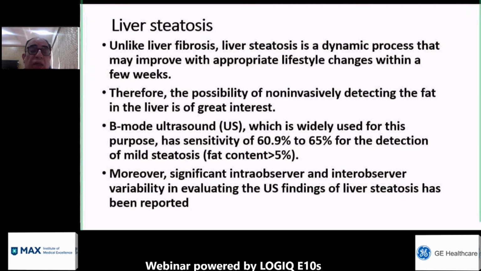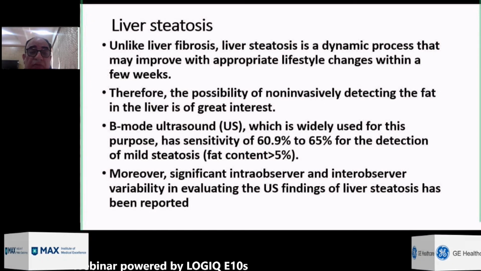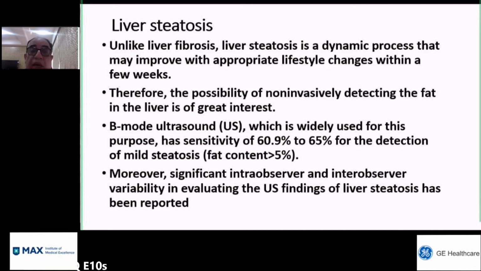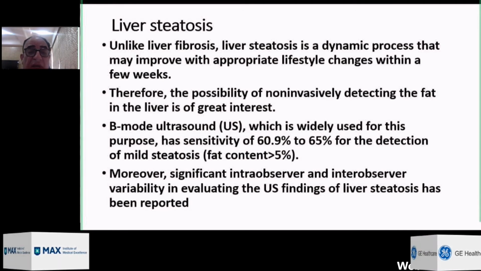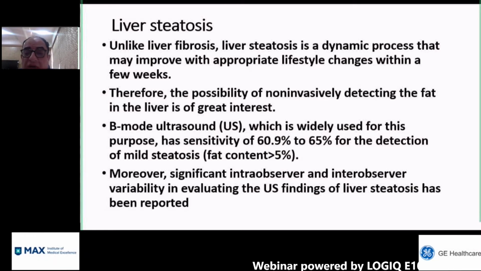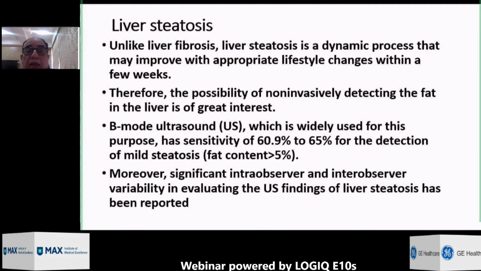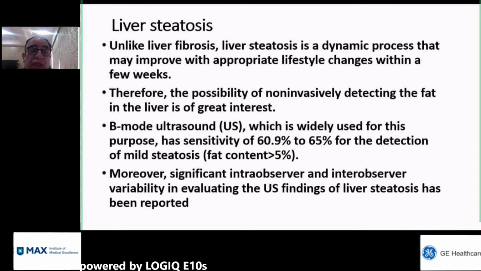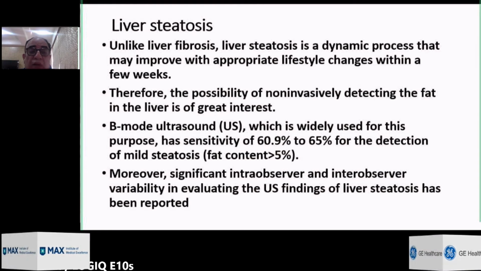And again, very similar to fibrosis, which has long-term changes. It takes time to change. Steatosis is a very, very dynamic process. And I may be given more information by the clinicians on this panel. It is said that the changes in steatosis can occur in weeks. And if you have a lifestyle modification.